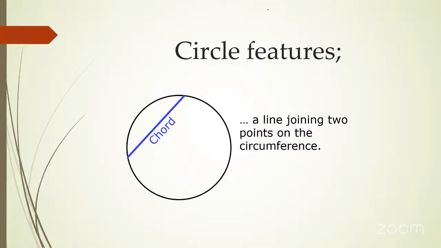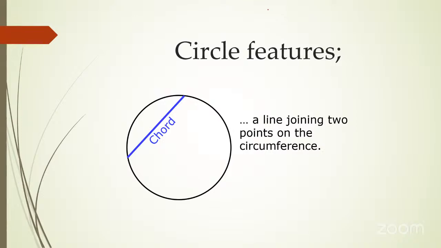So look at the definition that I have: a line joining two points on the circumference. Right? So when we look at the diameter, remember the diameter that we had? Did the diameter touch two points on the circumference? Yes. That is the only criteria. Was that criteria met? Yes. The diameter touched two points on the circumference.